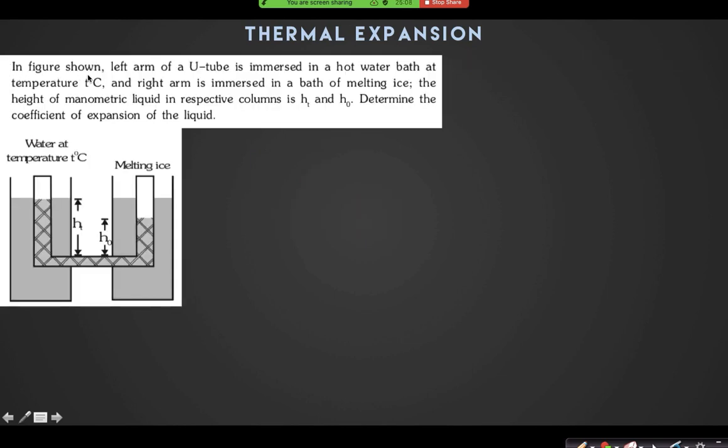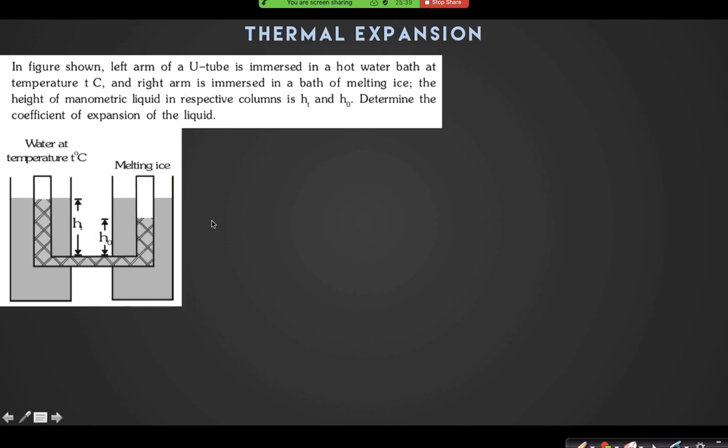This question says the left arm of the U tube is immersed in hot water at T degree Celsius and the right arm is in melting ice at 0 degree Celsius. The heights of the manometric liquid are HT and H0. What is the coefficient of expansion of the liquid?